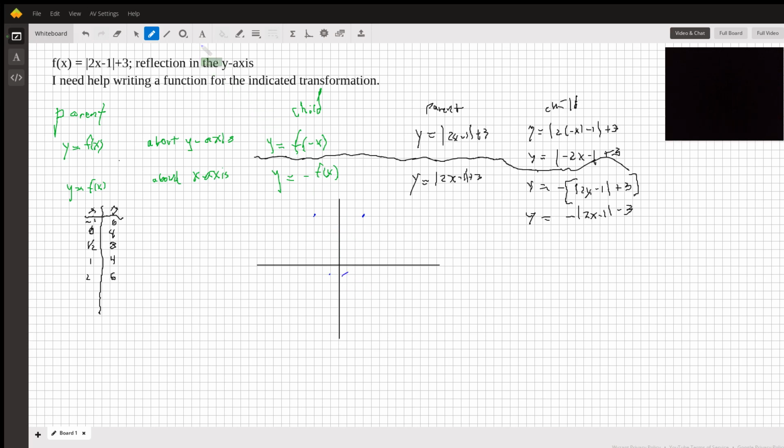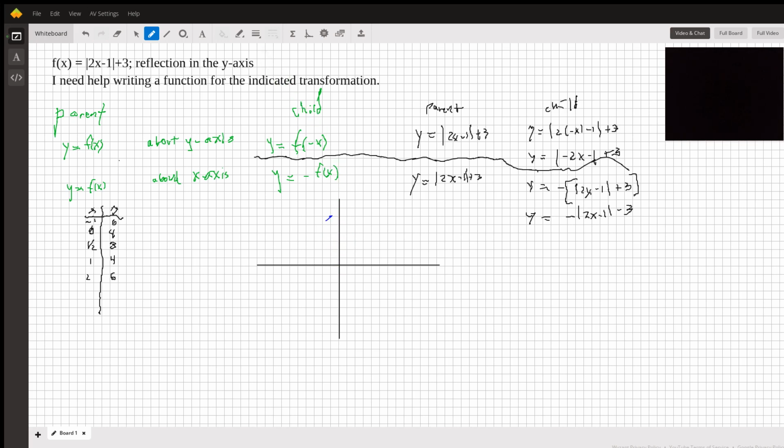So let's go back and we'll plot these points, and then we'll reflect. So -1, 6, 1, 2, 3, 4, 5, 6. That's going to be a point there.